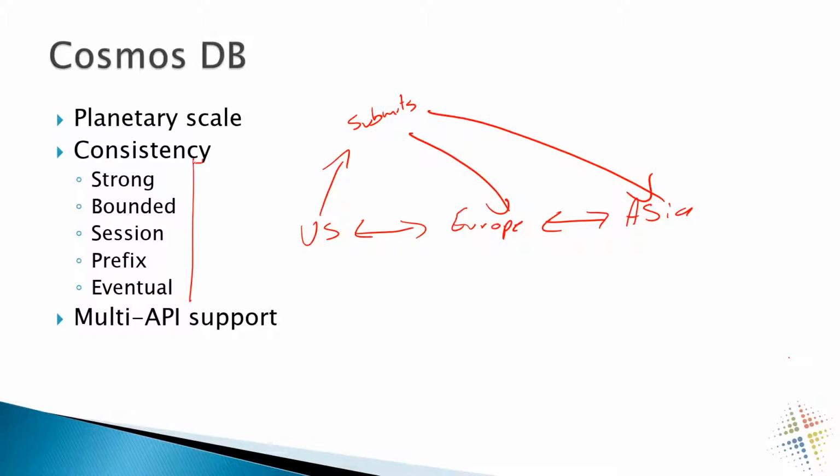Lots of information about its consistency. Multiple API support, so this can actually work as if it's a SQL database. It can work as if it's a Mongo database. There's several different database types that it can operate as. I don't know them off the top of my head. I've used SQL. This is really awesome. There's actually a lab on Microsoft Learn that you can do where you use a Cosmos database as a SQL environment. Feel free to take a look at it.